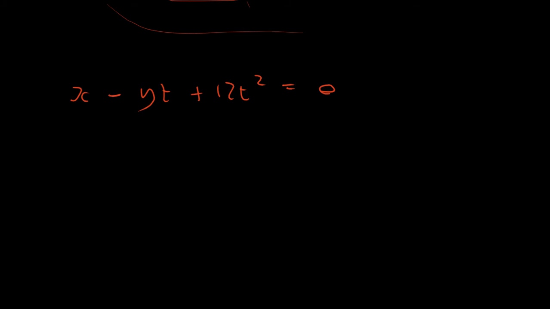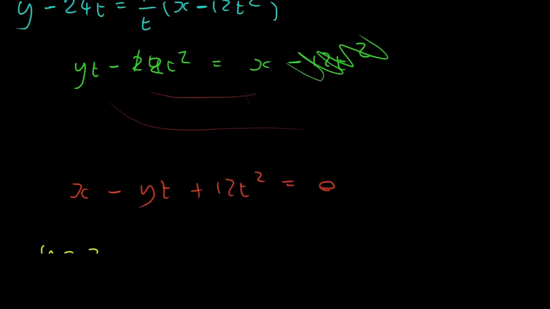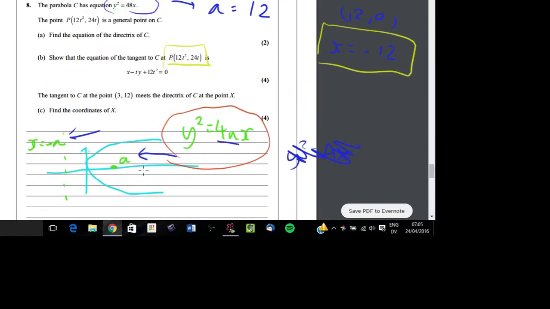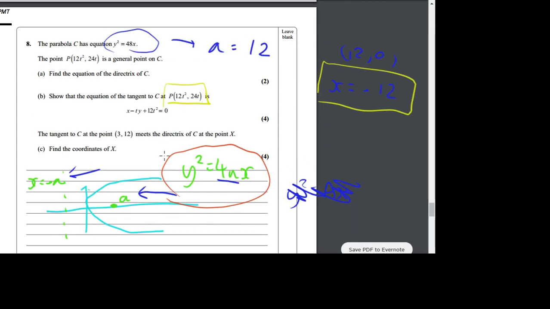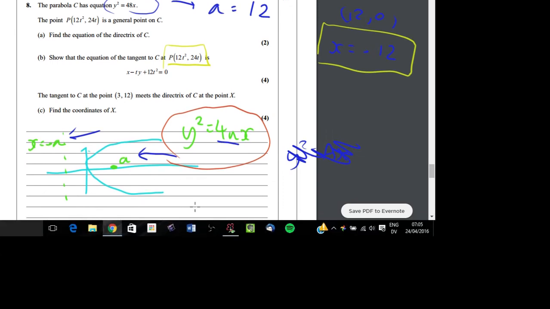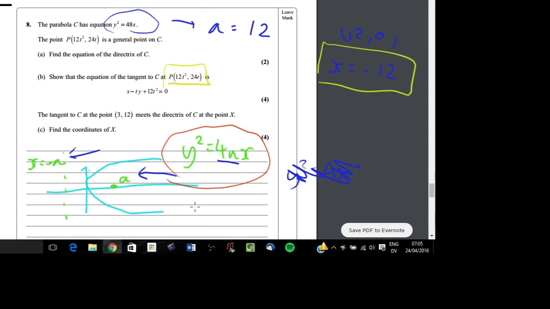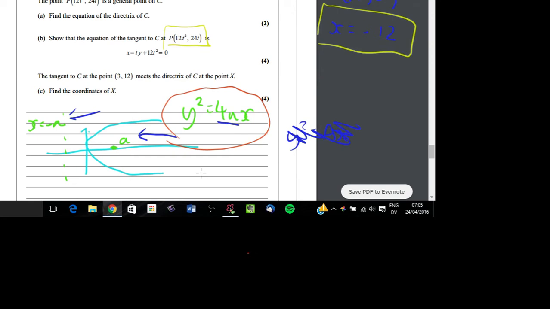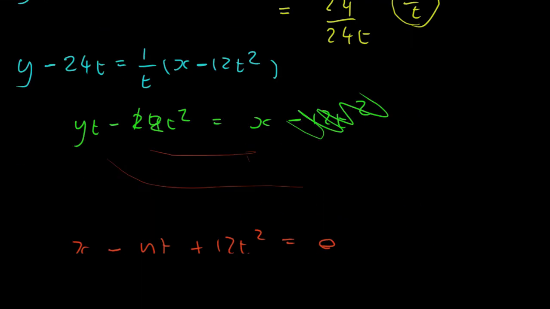Okay, we're given there that y is 12 and x is 3, I think. And we can calculate our t. We're asked to find the coordinates of X. So it meets the directrix at the point X. So how could we do that? Well, what I'm going to do is, we have our directrix, remember, our directrix is x equals minus 12.